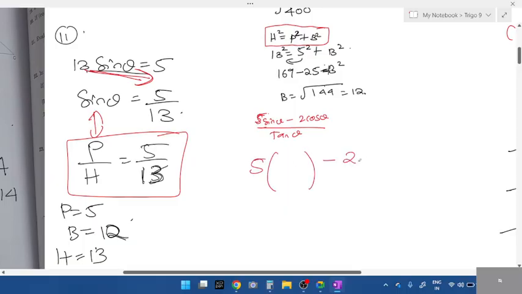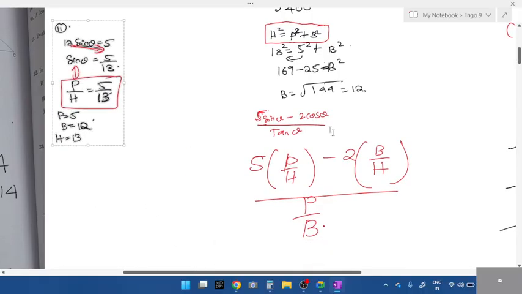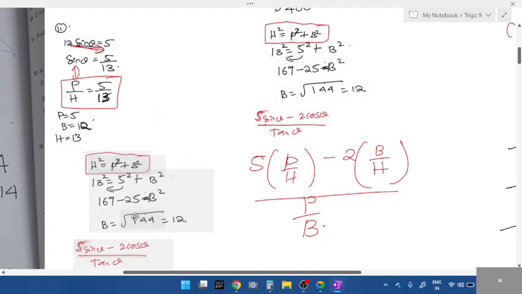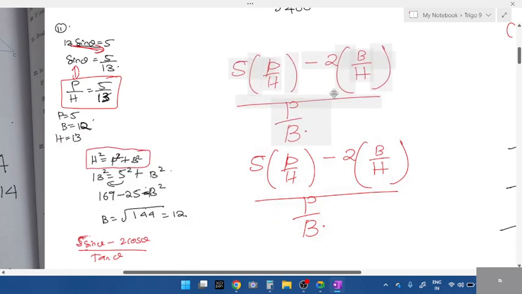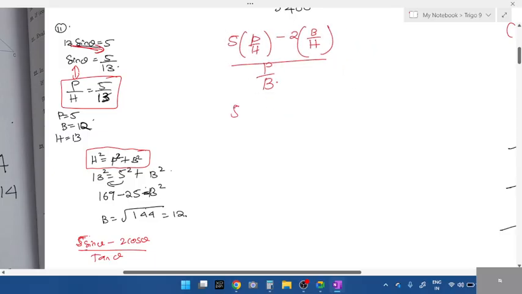Sine is equal to perpendicular by hypotenuse, cos is base by hypotenuse, and tan is equal to perpendicular by base. Now substitute all the values. I have written the formula. Substitute the values. Tell me the values. Yeah, tell me the values here. 5 into 5.